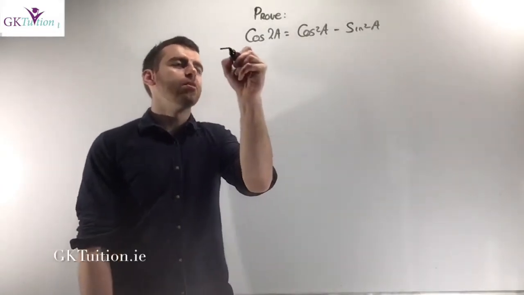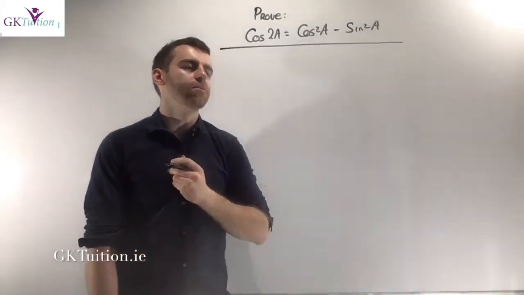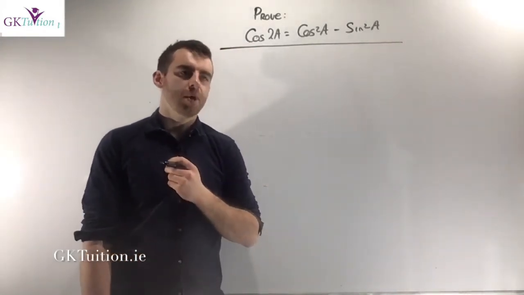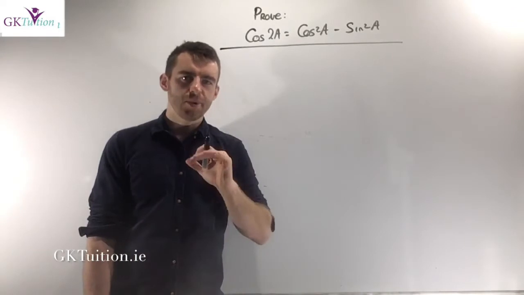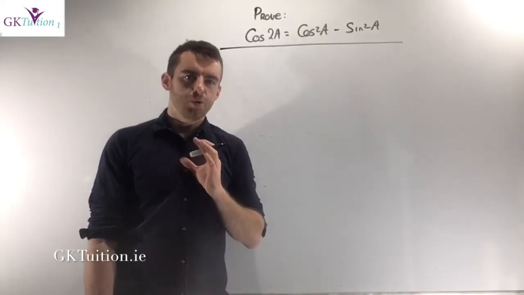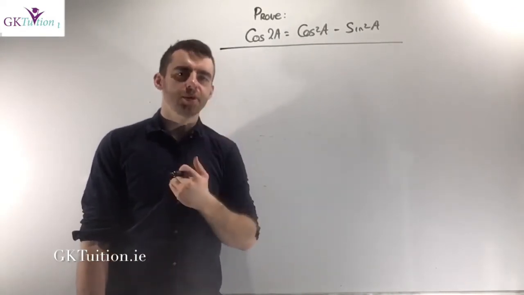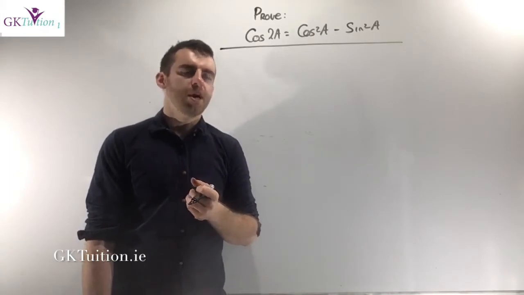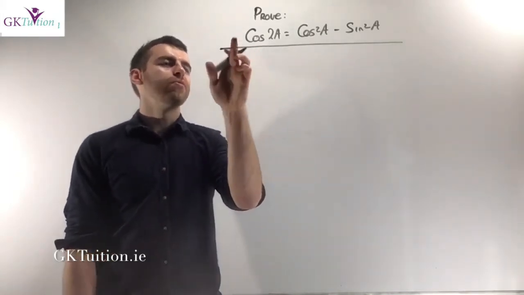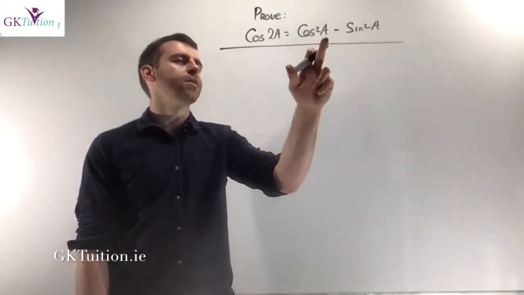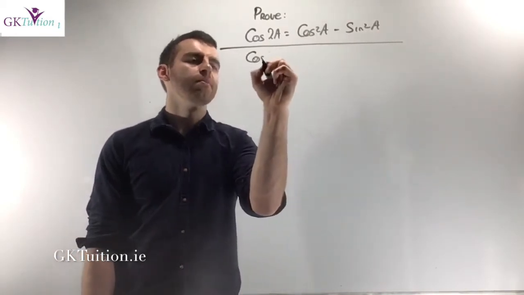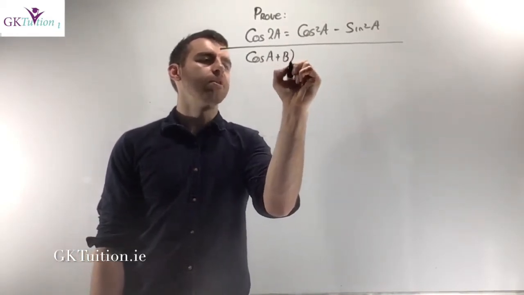The next proof we need to look at is to prove that cos 2a is equal to cos squared a minus sine squared a. Notice that this is halfway down page 14 in your maths tables, which means we can use anything prior to it in order to prove it. The formula we're going to use to prove it is the rule for the cos of a plus b.